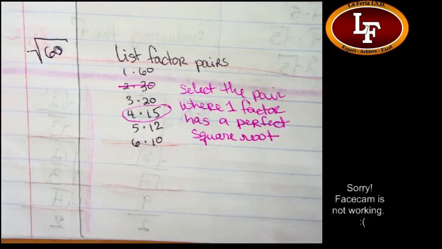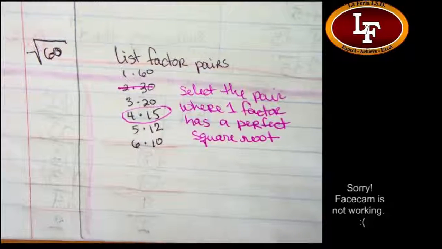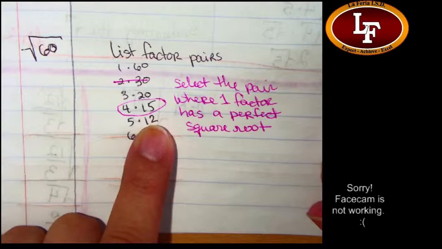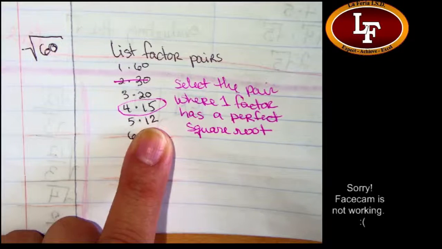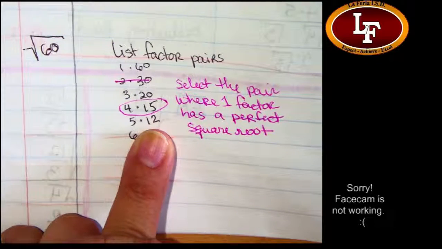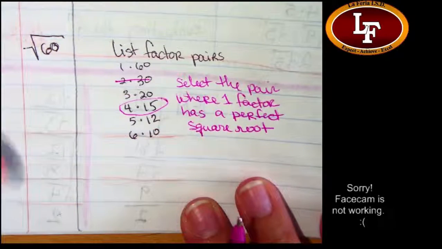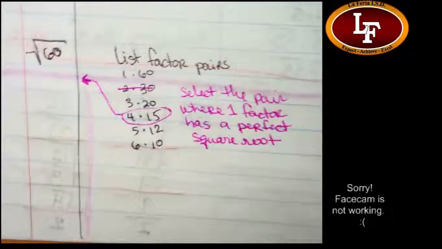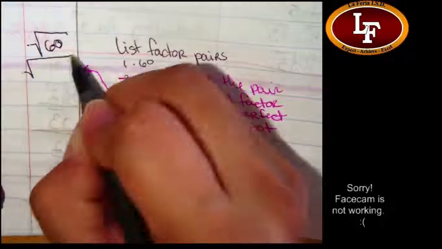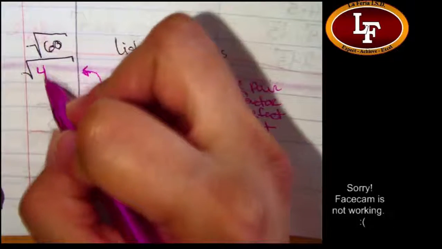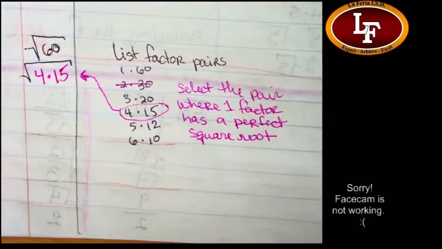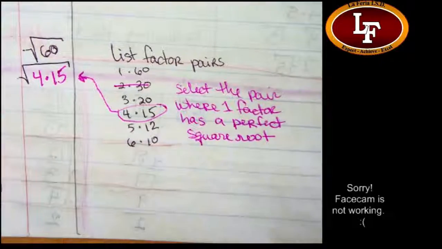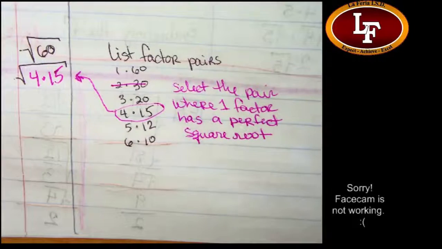So now that I've selected my pair. Yes, ma'am. What if they both have a square root? Awesome question. If both of these have a perfect square root, then the entire thing originally had a perfect square root. All right. So we're going to rewrite 60 as its factor pair, the one that we selected, because one of those factors had the perfect square root. Did that answer your question on how do we know? All right. Thank you.